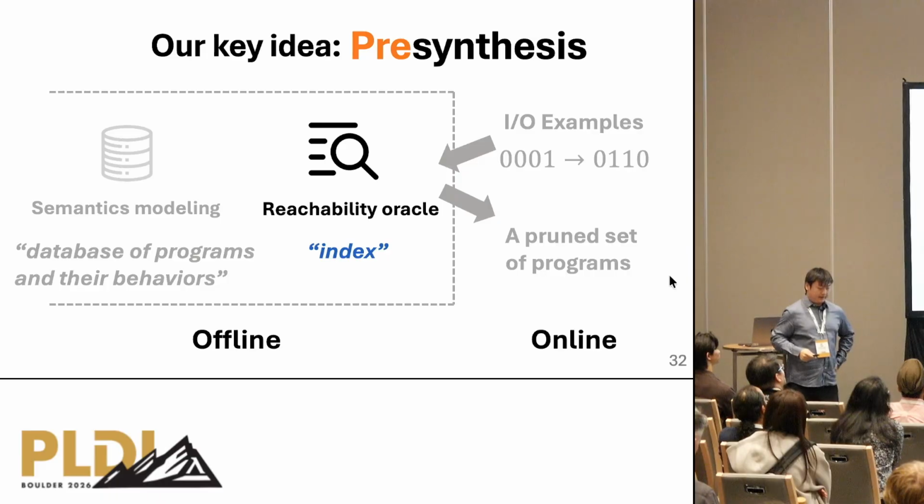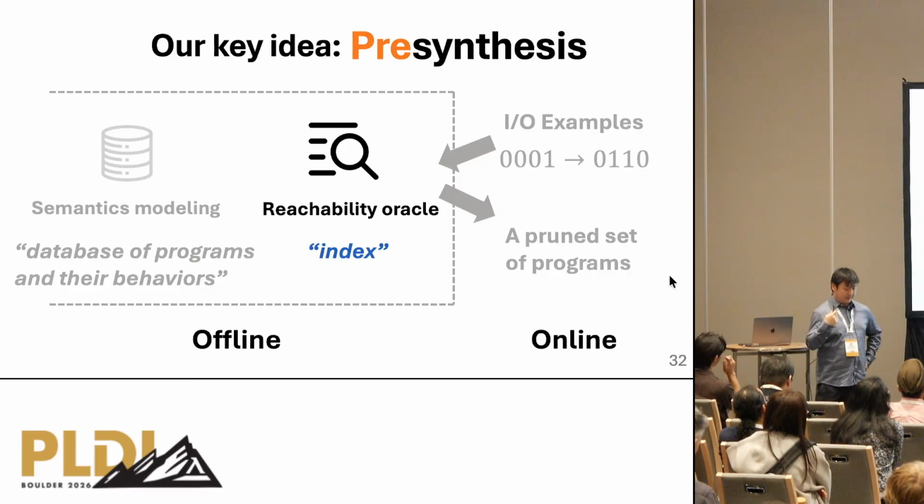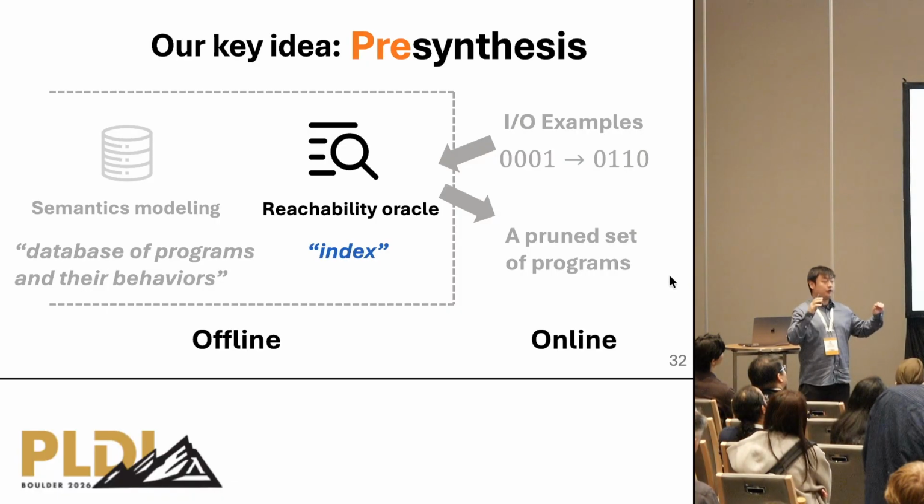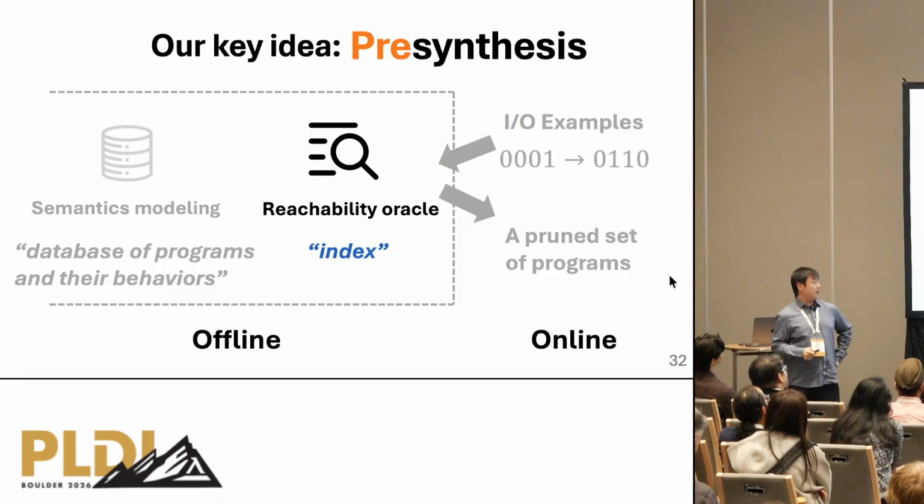What I showed you is how we build the offline thing, right? But if you do it naively, you do the naive graph querying, it will still be very slow because you still need to touch most parts of the graph. So our second idea is to build a reachability oracle. It's like an index of the database to speed up the searching.